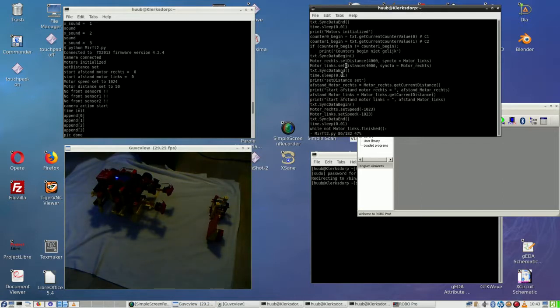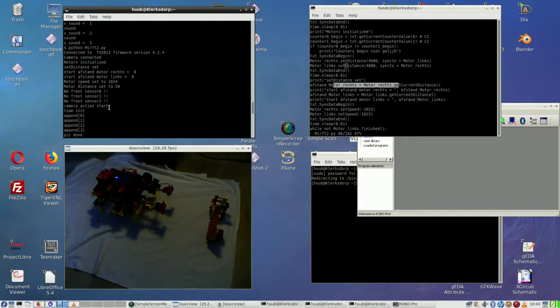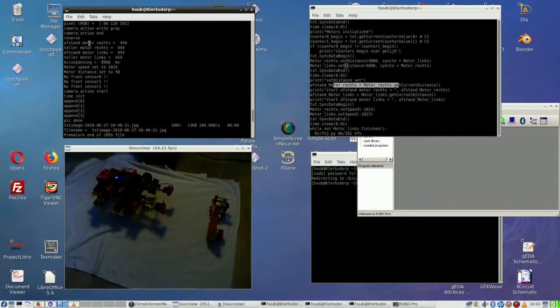So right here I freshly set the data or the distance to 4,000. Then I read the current distance. Then I expect it to give 4,000, not 0. Because here it says something.